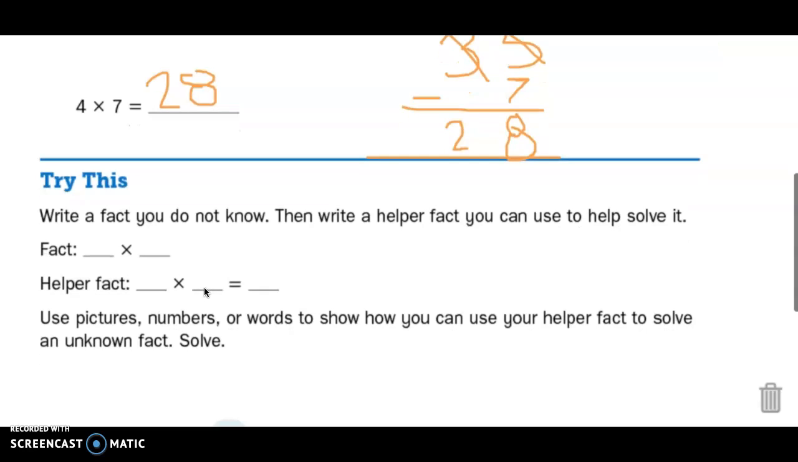Amazing. Now it says try this. So this is for you. Write a fact you don't know. Then write a helper fact you can use to help solve it.